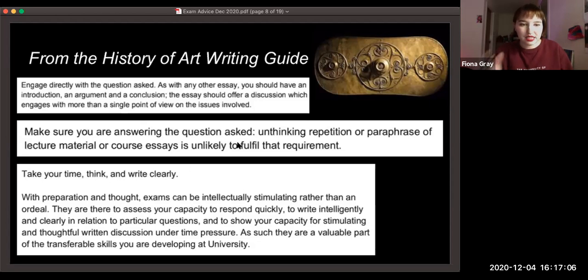Take time, write clearly, have preparation. And also, I like this last sentence. The skills that you use to write essays and exams are transferable skills that develop you as a person and as a writer, that you can use after university.